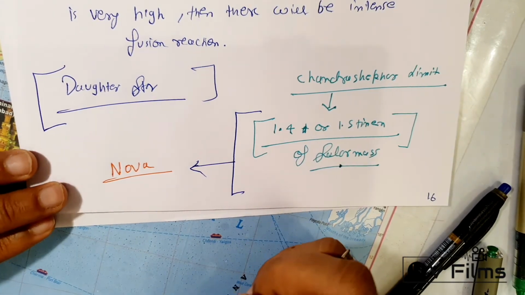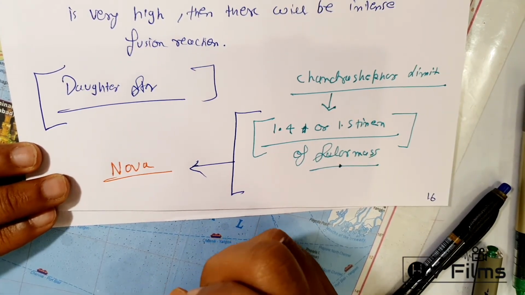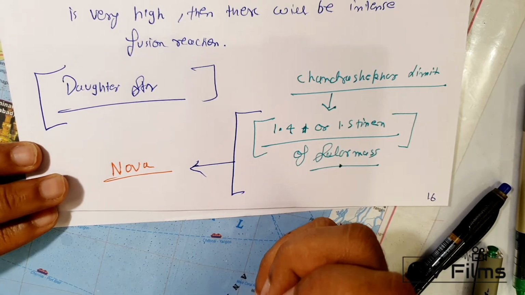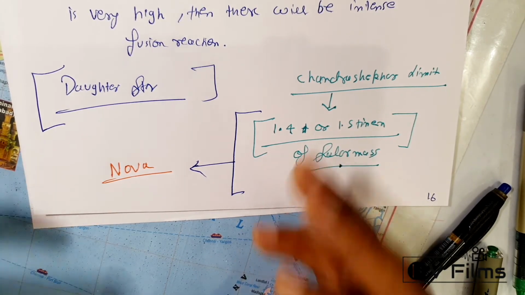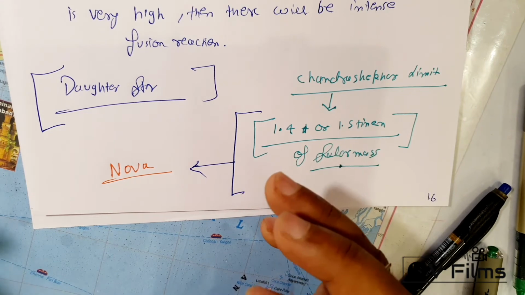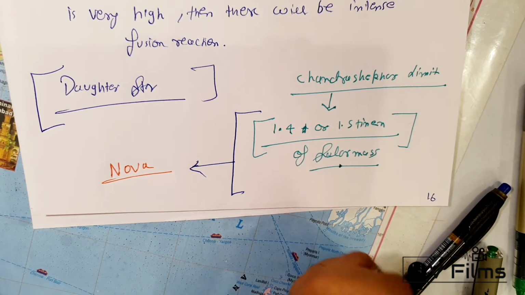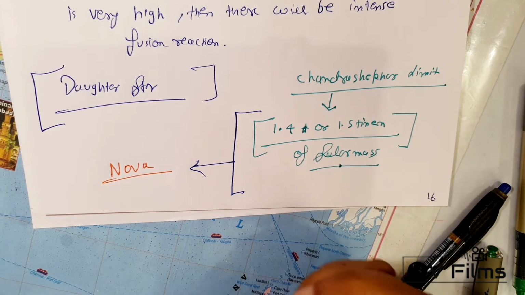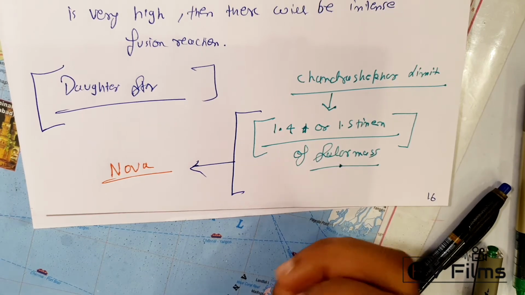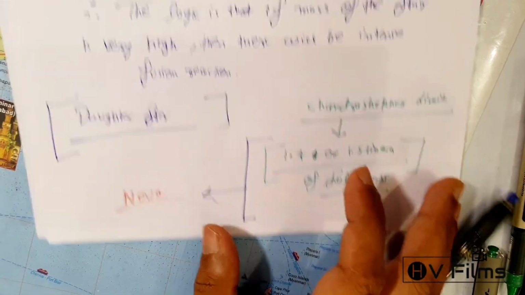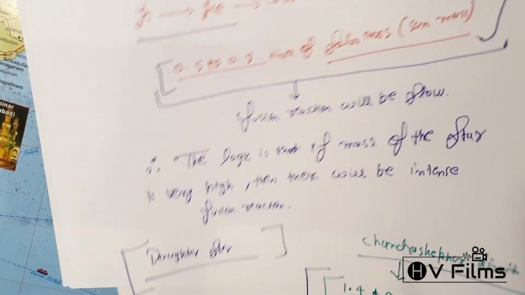So the core that is left behind, the daughter star, is what we call a white dwarf. I think it's pretty straightforward: if a star's mass is greater than 1.5 times the solar mass, then it will explode. This is called the Chandrasekhar limit. And when it explodes, it will leave behind a dwarf star, which we call a white dwarf star. So that is pretty much regarding the Chandrasekhar limit.